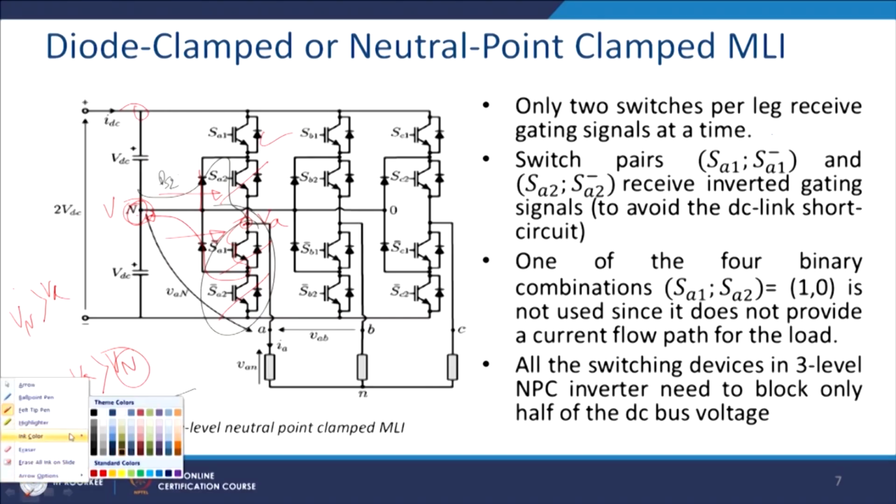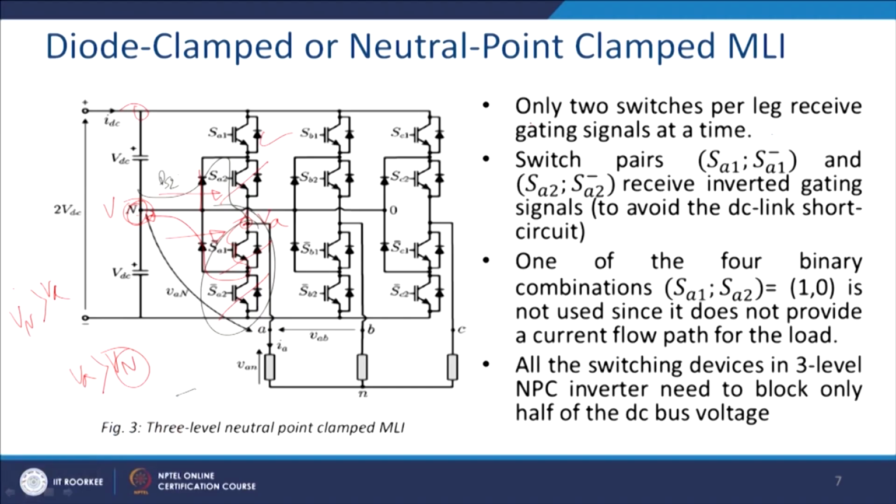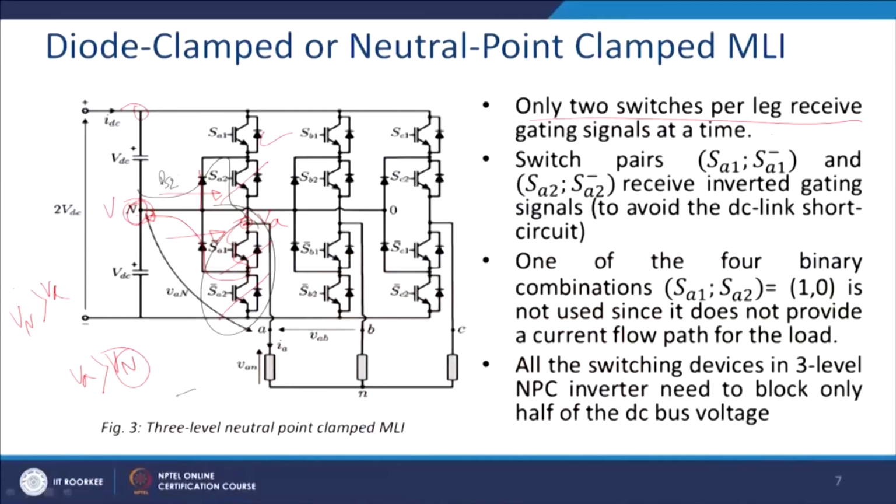Let me again change the color of the pen to red. Only 2 switches per leg receive the gating signals at a time. Switch pairs SA1 and SA2 receive inverted signals to avoid decoupling circuits. One of the 4 binary combinations of SA1 and SA2 is not used, since it does not provide a current path to flow to the load.